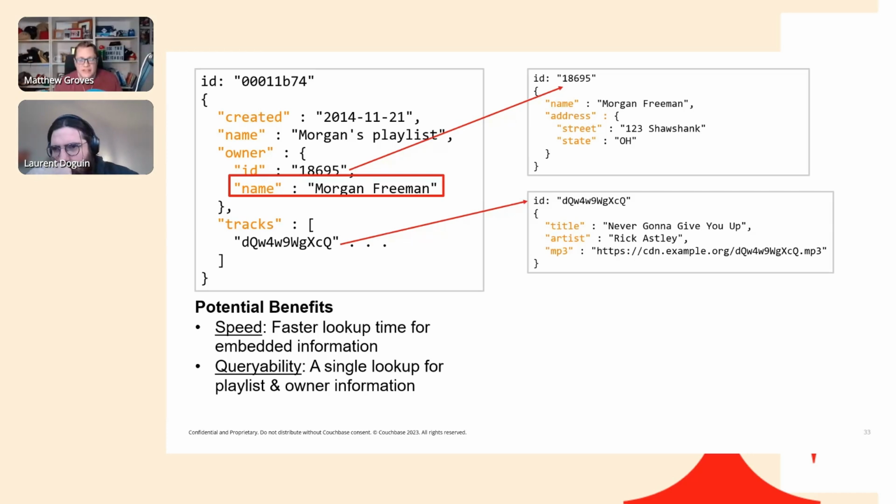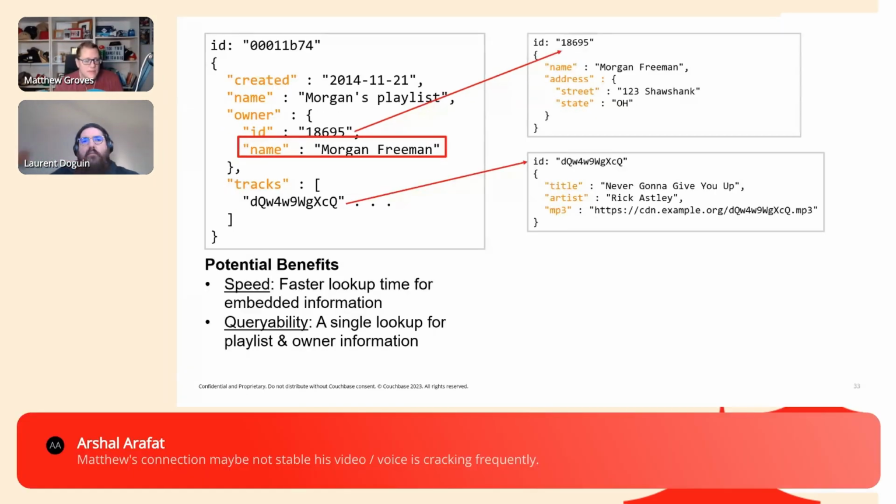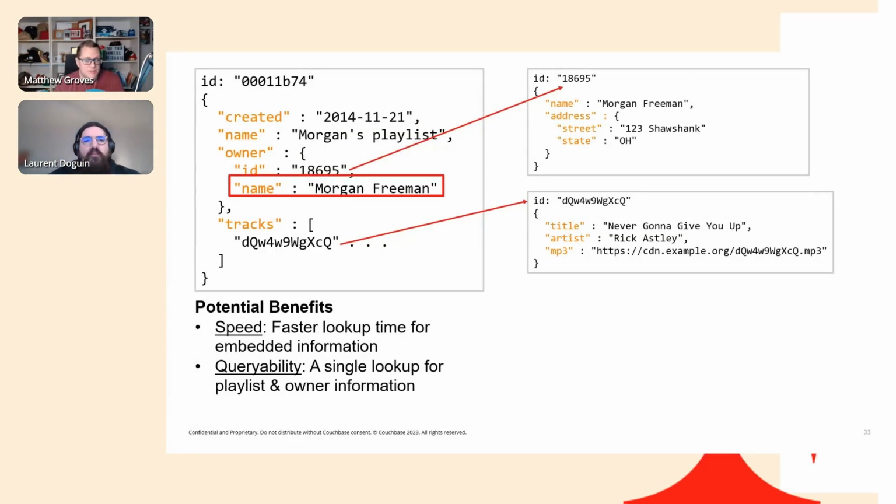And consistency could be an issue here, because if Morgan Freeman changes his name, well, now my data is out of sync, or I have to go and update all the other places where his name has been copied. So that is potentially an issue. If the name doesn't change very often, this is not that bad, right?